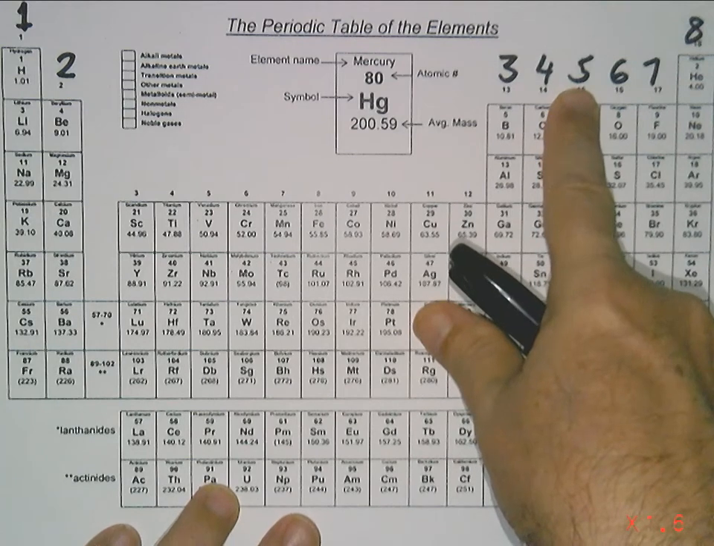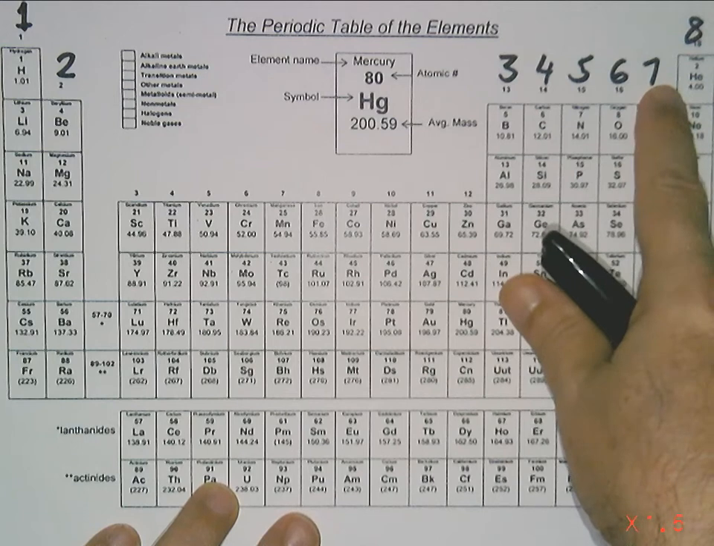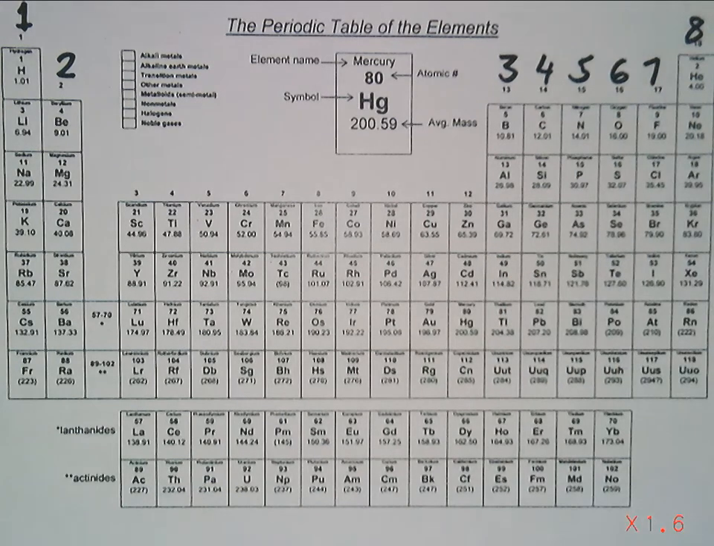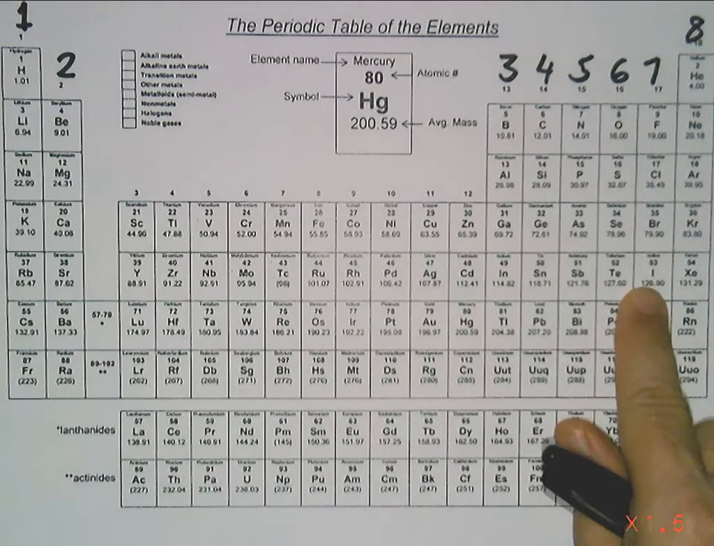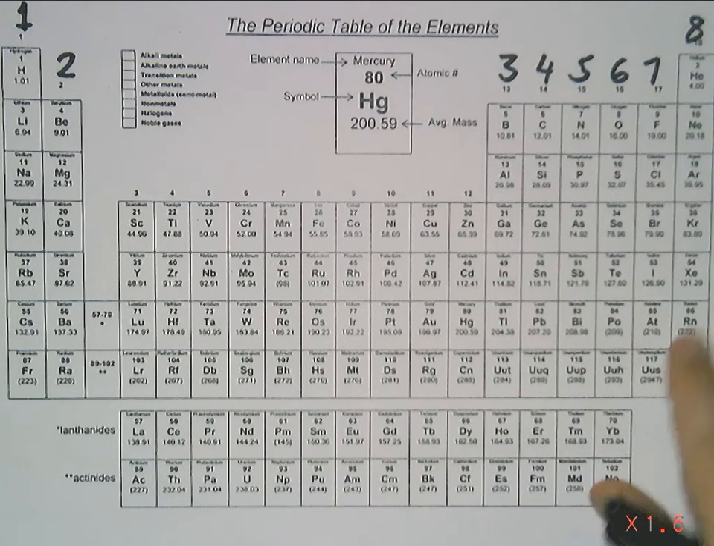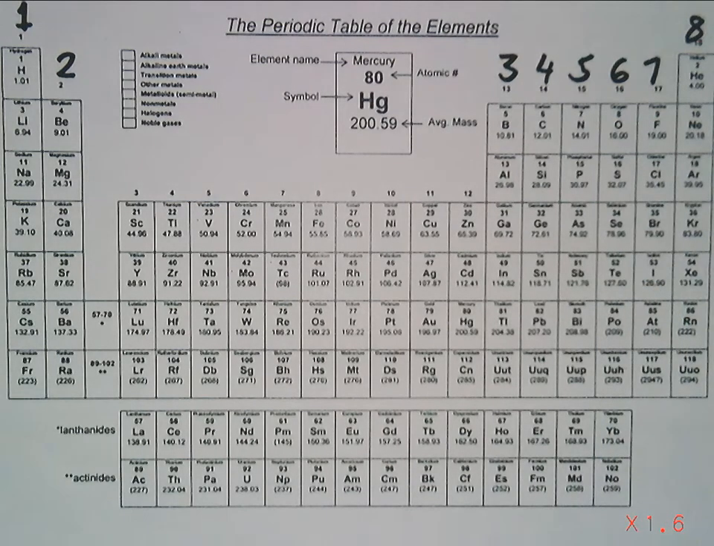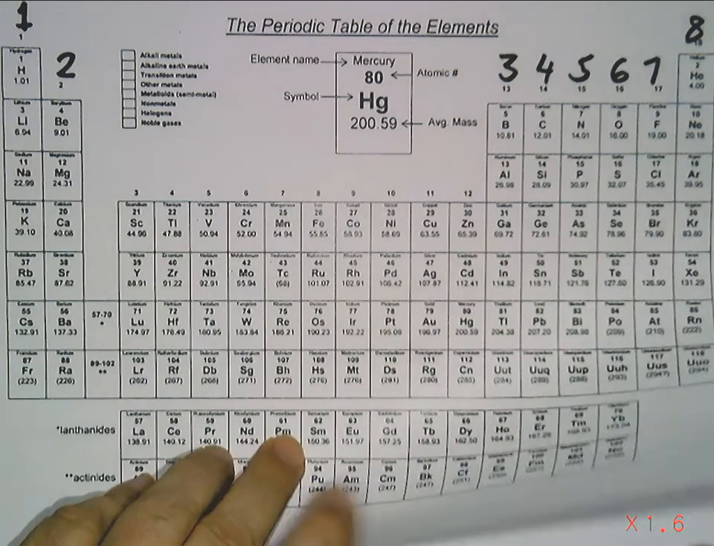It would have 5 dots around it. Fluorine has 7 valence electrons. It would have 7 dots around it. Same thing for iodine. Iodine is in the same column. It also has 7, so you'd put an I with 7 dots around it to do the Lewis structure for iodine.